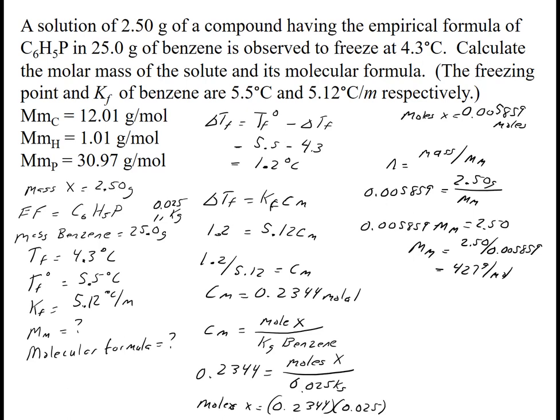Now this goes back to chapter 4, which is kind of why I threw this problem in. To find the molecular formula, I need to find out how many of the empirical formula units are in this. So I need the empirical weight, which is the molar mass of the empirical formula. I have 6 times 12.01 for carbon, plus 5 times 1.01 for hydrogen, plus 30.97 for phosphorus. When I do that, I get 108.1.